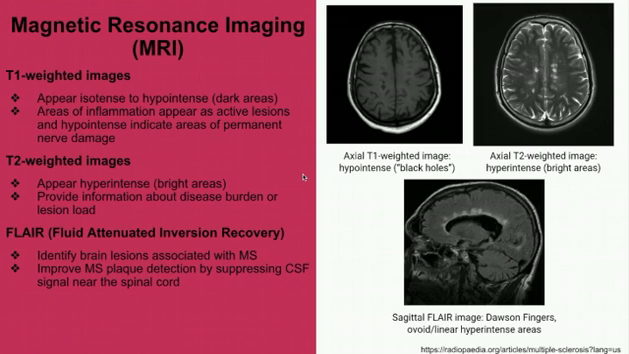And then there's also another one that they use called FLAIR, which is known as fluid attenuated inversion recovery, and it identifies brain lesions associated with MS, and they improve MS plaque detection by suppressing the CSF signal near the spinal cord. So here you can see a sagittal FLAIR image, which is showing the Dawson fingers, which is a common characteristic on MRI for MS patients, and they're shown here as hyperintense areas.